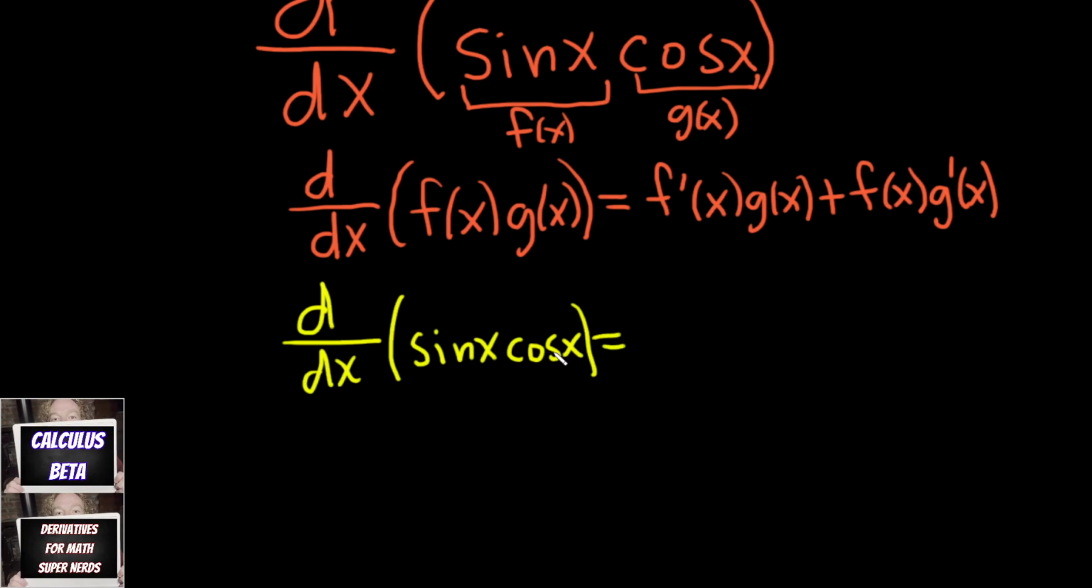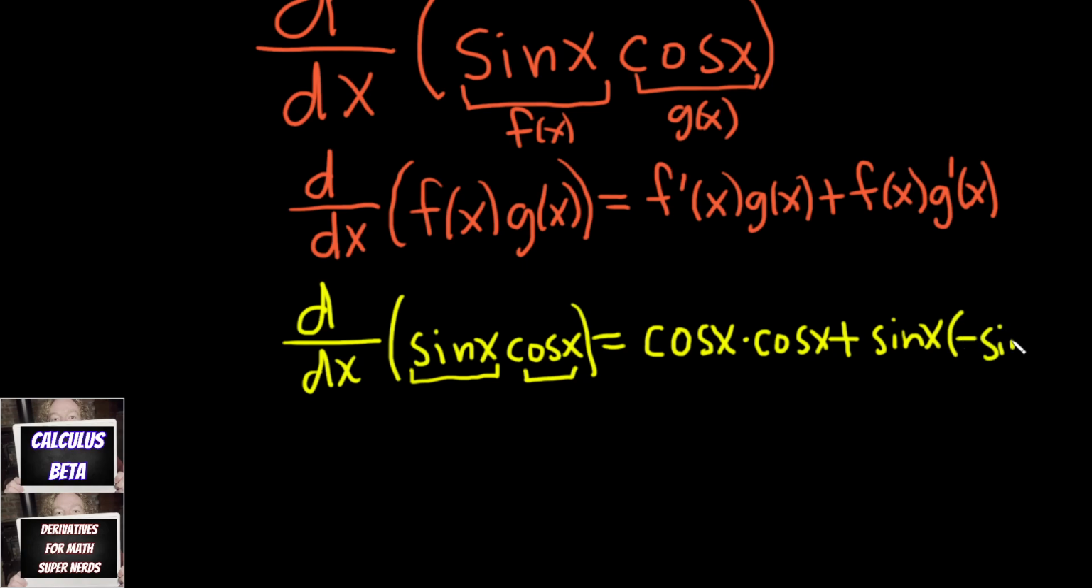All right, let's start. So it's going to be the derivative of the first. So the derivative of sine is cosine. So cosine x times the second, which is also cosine x, plus the first, which is just sine x, times the derivative of the second. And the derivative of cosine is negative sine. So this would be negative sine x.